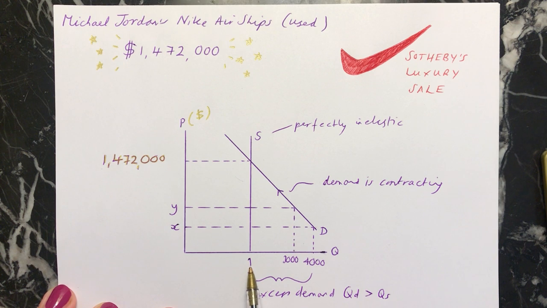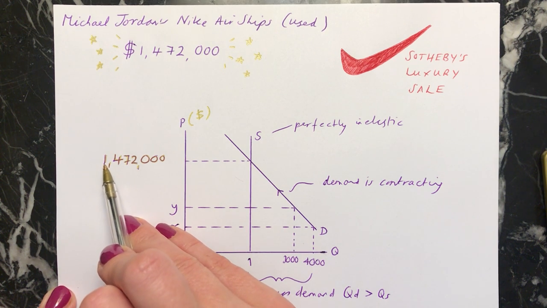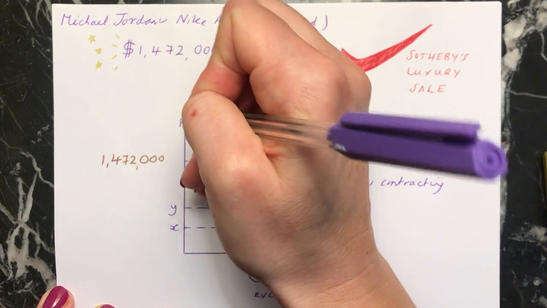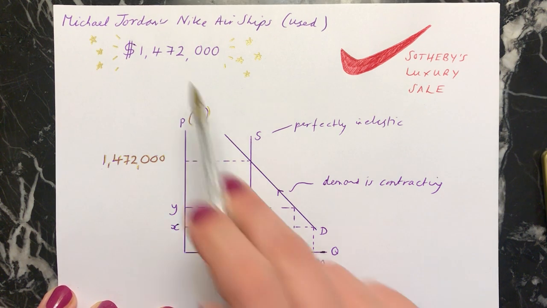So your quantity demanded, there's one person who wants the pair of shoes, and there's one pair of shoes being supplied, and they equal each other at $1,472,000 US. This is how the auction worked and how Michael Jordan's Nike Air Ships ended up being sold for such a very high price.